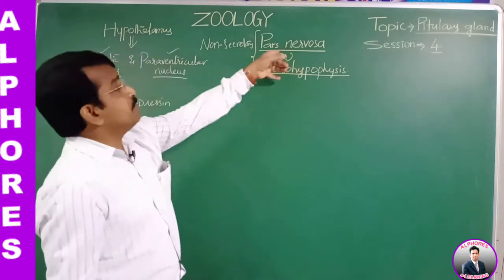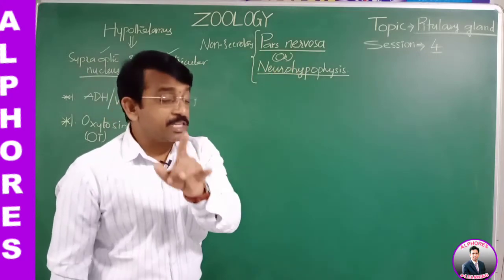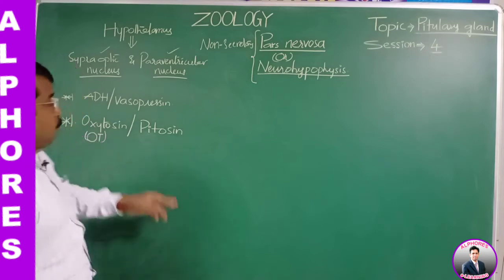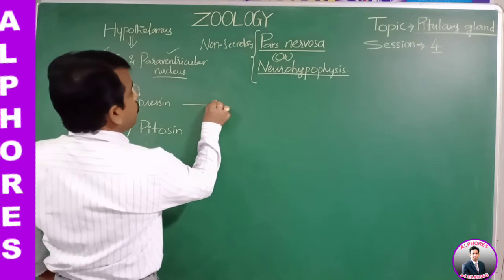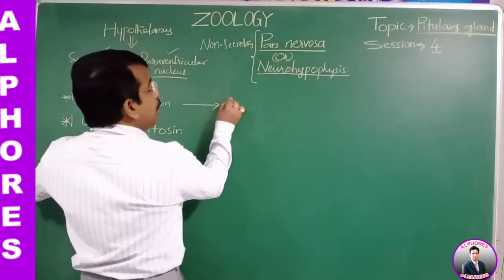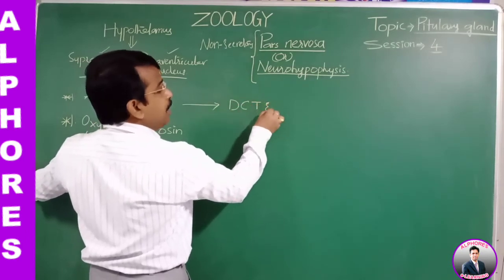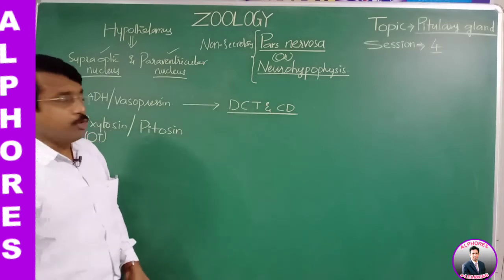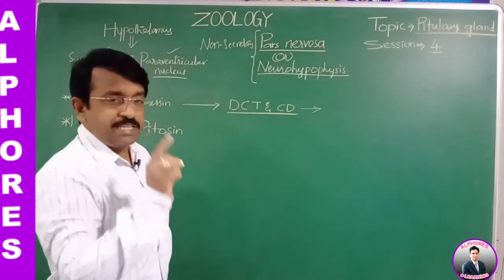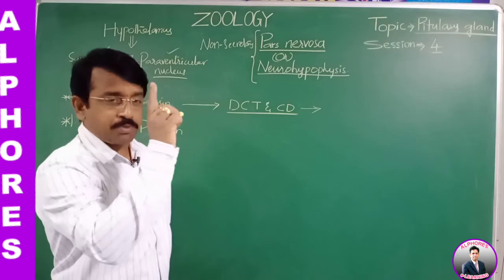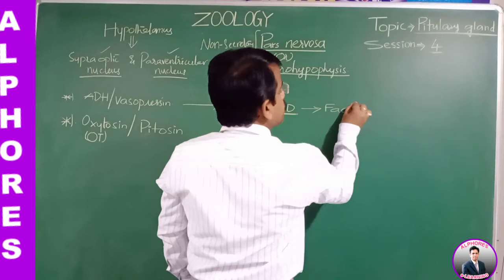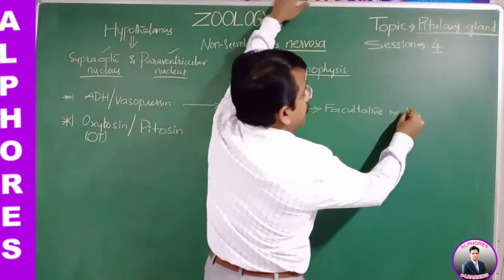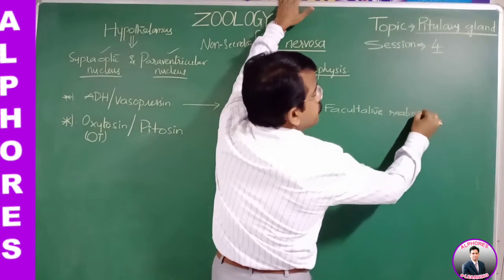Now it is clear that the pars nervosa, the neurohypophysis, is non-secretory. These two hormones are not synthesized in it but in the hypothalamus, and are brought into the neurohypophysis. Now let's discuss the function of these two hormones. ADH or vasopressin is a peptide hormone whose influence is on the DCT, the distal convoluted tubule, and the collecting duct. We know these are the two regions where water reabsorption is regulated, and this conditional reabsorption of water is referred to as facultative reabsorption.